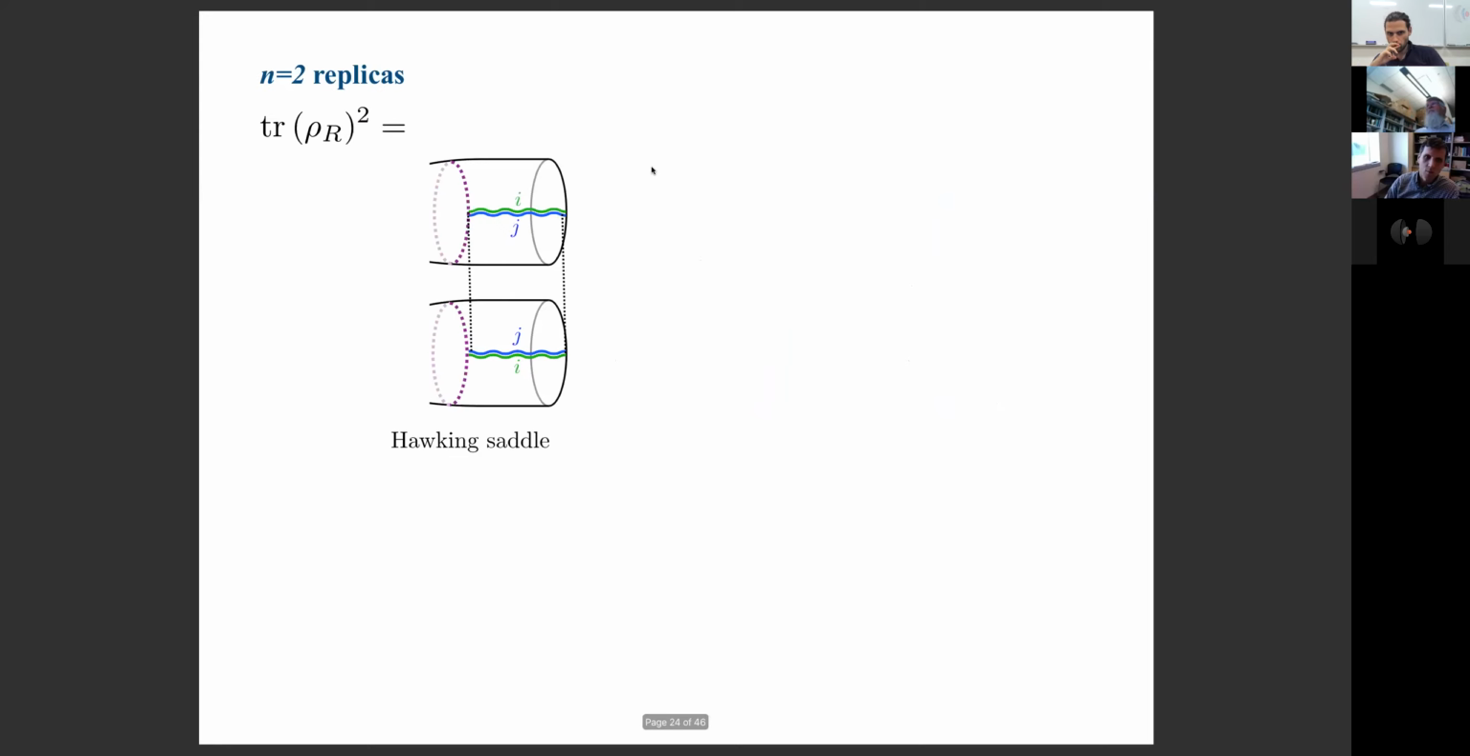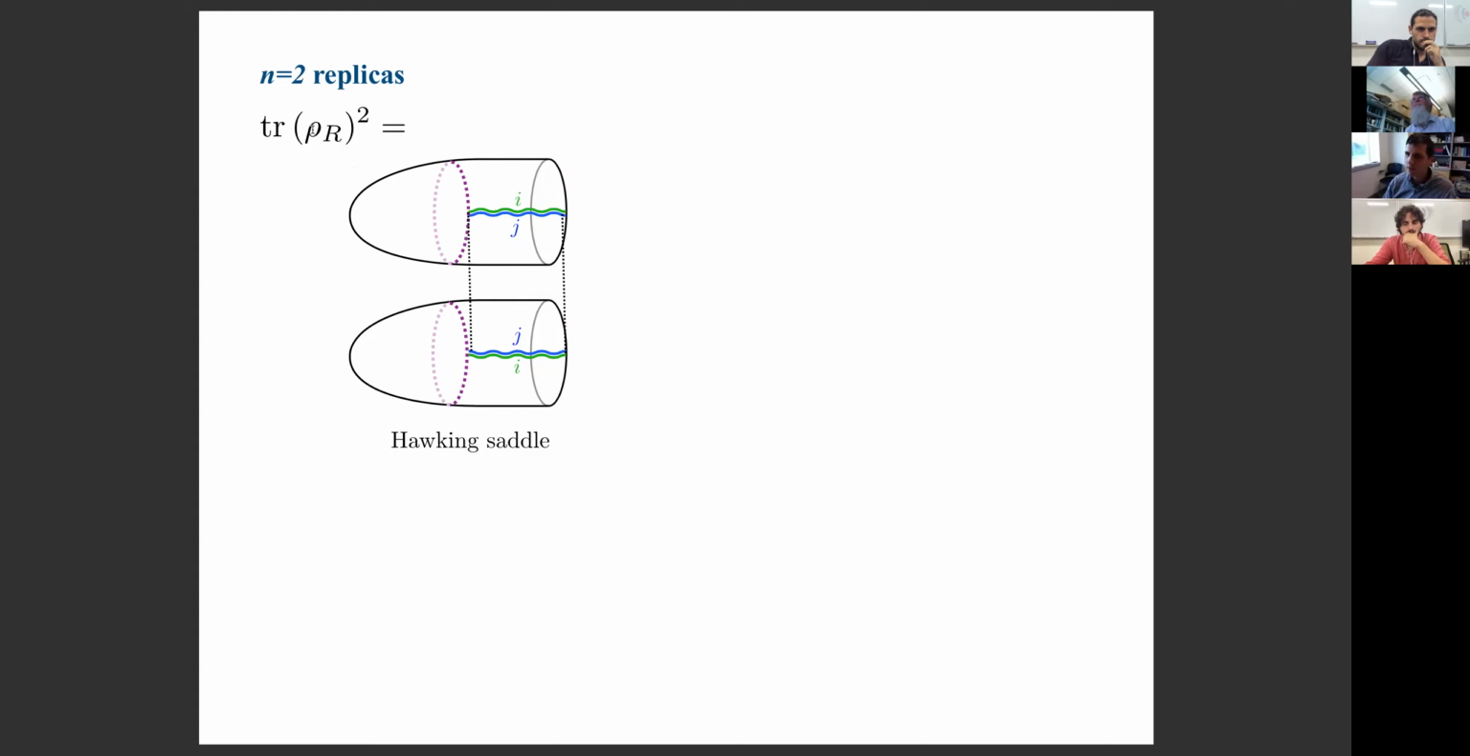So now let me go to the more interesting case of what happens when we calculate the two replica partition functions. Remember, rho sub R is the density matrix of the radiation, and we want to calculate the trace of rho_R squared. There are going to be multiple contributions to this. The first one is the one that I'll call the Hawking saddle, and it looks like this. So let me go through this. The top part here represents the path integral that calculates one copy of the density matrix. That's one of the rows of R's. The one down here is the other copy of rho sub R.